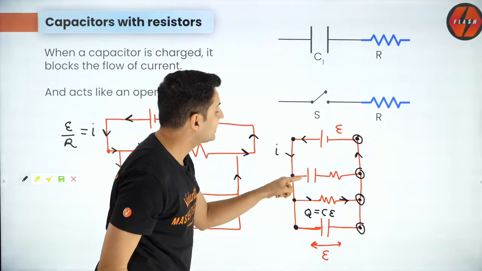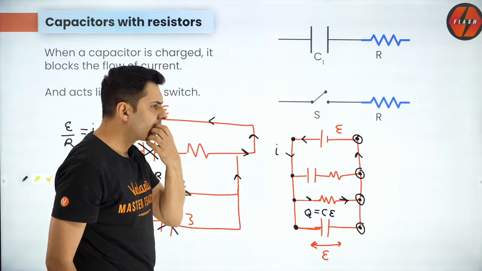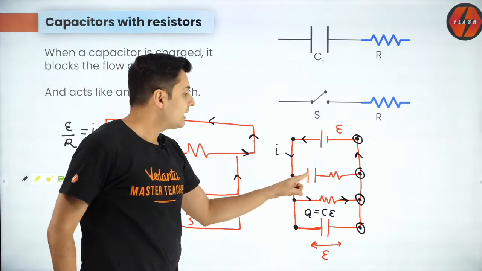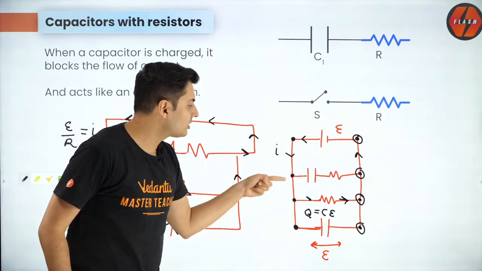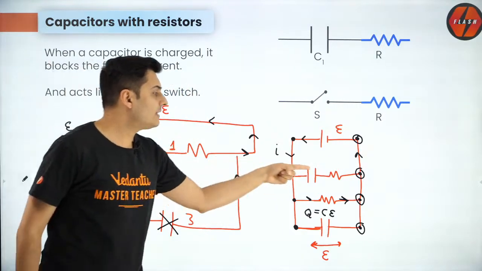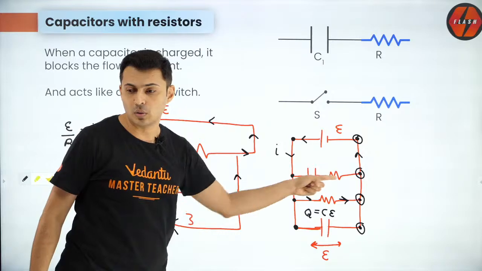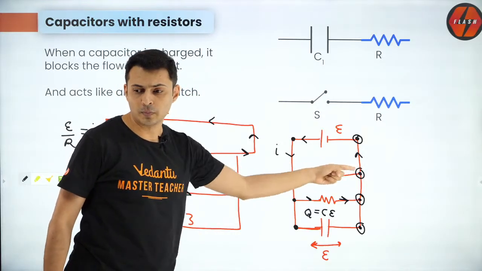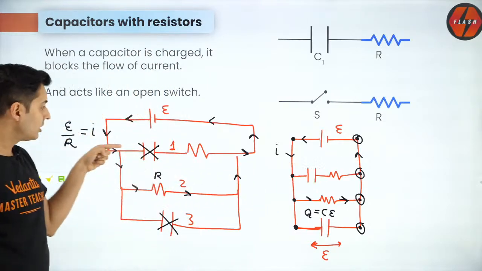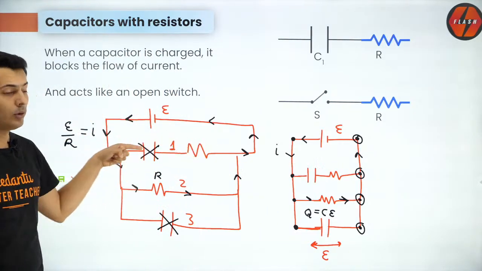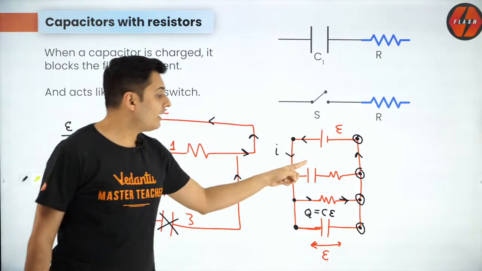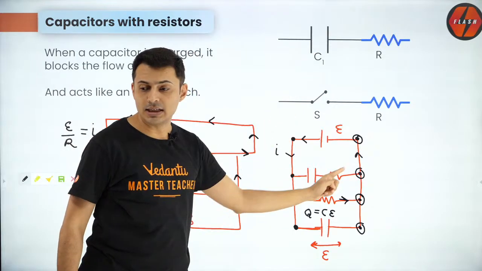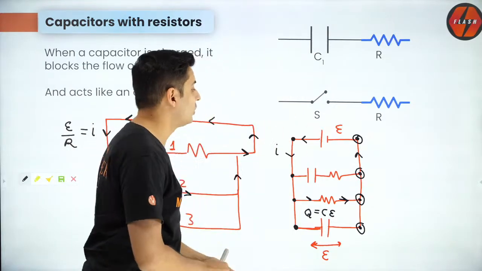If I ask you now what is the charge on this capacitor, now you'll be like, sir, now there is a resistor, what do I do? Guys, don't worry. Is there any current flowing through this branch? This branch number 1, is there any current flowing through this first branch? Think about it. No. Why? Because there is a capacitor. What does a capacitor do? It blocks the current completely. So there is no current flowing through it.